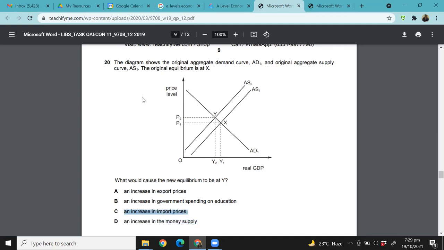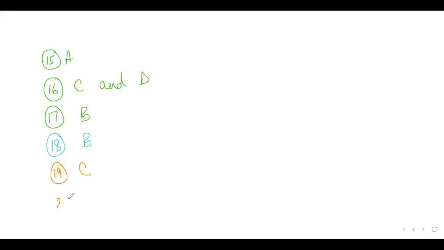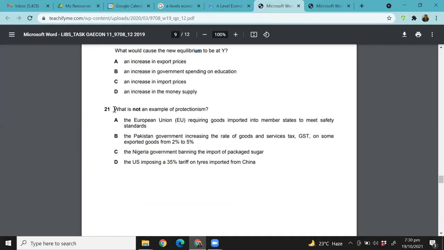So why is C the answer, by the way? What makes you think so? Cost push inflation. Excellent, excellent. Yes. When import prices are increasing, imports are more expensive, then the raw material that you're importing will be more expensive, and that can result in cost push inflation. Excellent. That's correct.